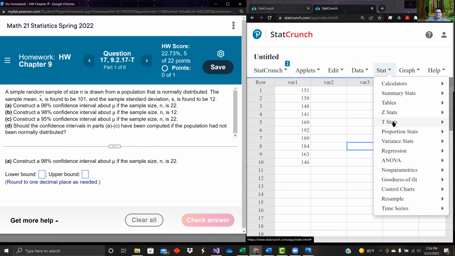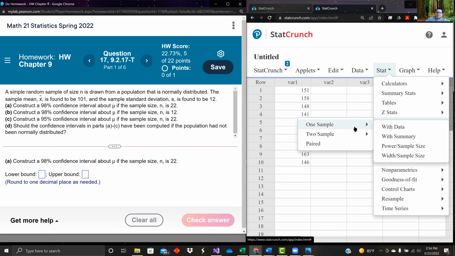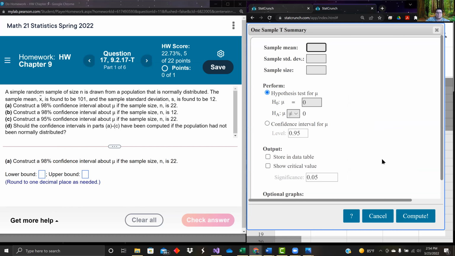It's the T stats. I told you that's our new thing. That's our new thing for today. We've got one sample. We're going to go with one sample. We don't have data. They would have a pile of data like this over here. So we'll go with summary. And now notice they want three pieces of information. They want the sample mean, which is 101. The sample standard deviation, which is 12. And the sample size is 22.